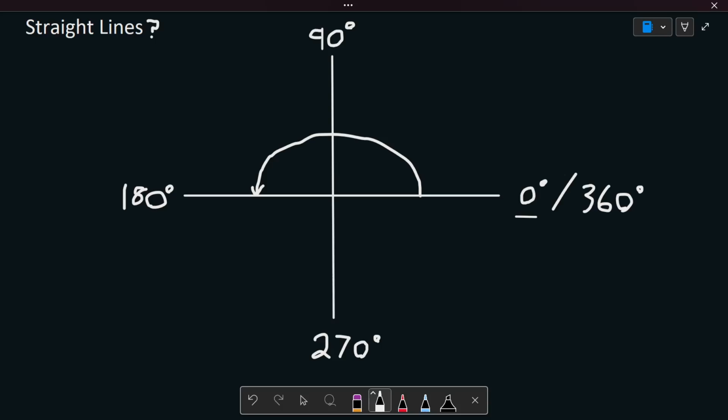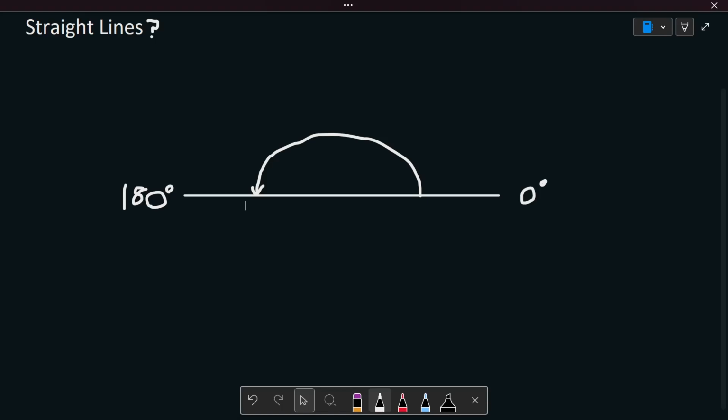So let me get rid of the vertical line and show you what it will look like. Now, as you can see, I've gotten rid of the vertical line as well as the rest of the degrees or the angles. So this now indicates that we are working with a straight line. And this straight line is always equal to 180 degrees.